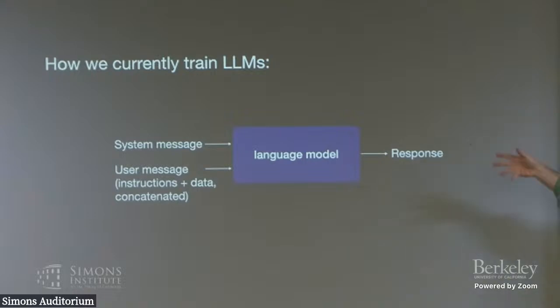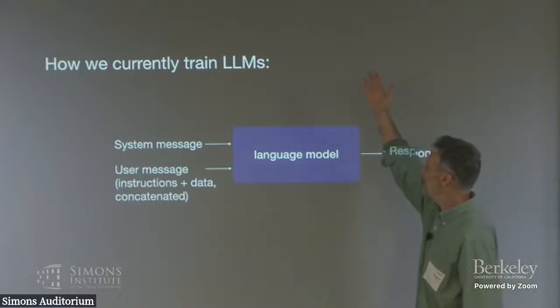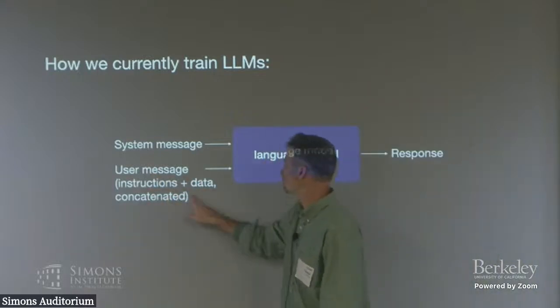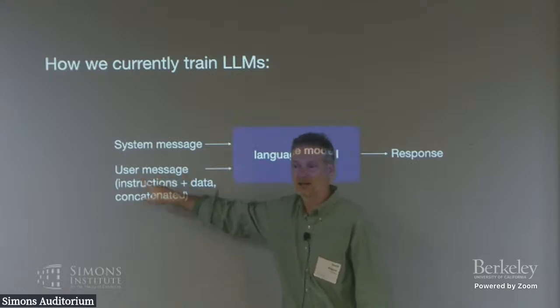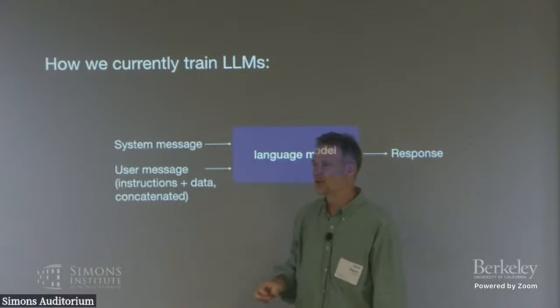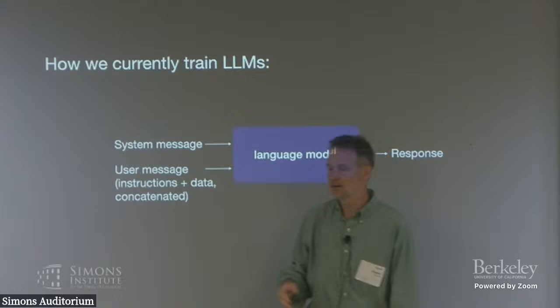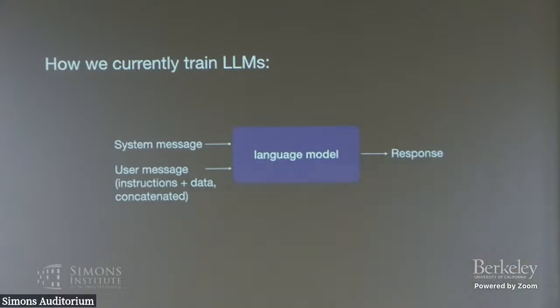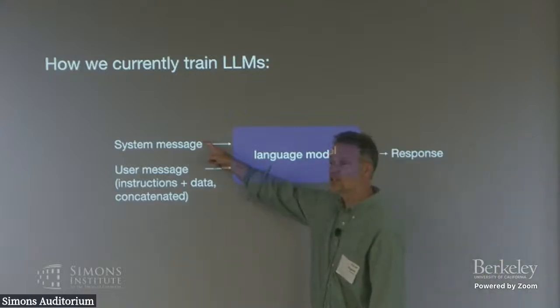So to elaborate a little bit more on this separation, currently we train language models with a user message that has instructions and data concatenated. This is how they're intended to be used. And actually, many language models now also support a system message that might have some policy or something like that. But that's also instructions. And the current language models do provide a separation between the system message and the user message. They're like separate inputs in some sense. But they don't provide any separation between the instructions and the data. And what I'm arguing is that we should have a separate input.